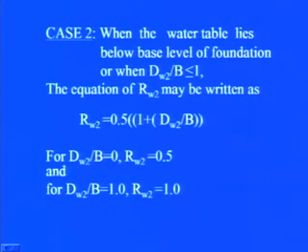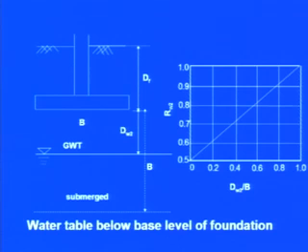Similar to the previous equation, the equation for R_w2 may be written as 0.5 (1 + d_w2/B). Where d_w2/B is 0, R_w2 will be equal to 0.5, and for the case when d_w2/B is equal to 1, R_w2 will be equal to 1. Again, this can be made clear by this particular figure.